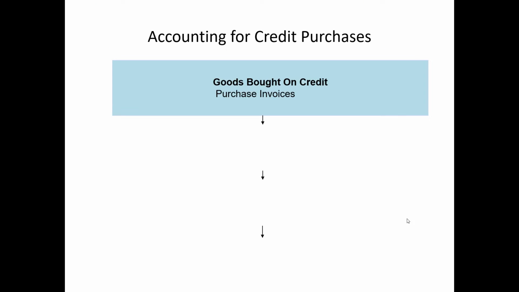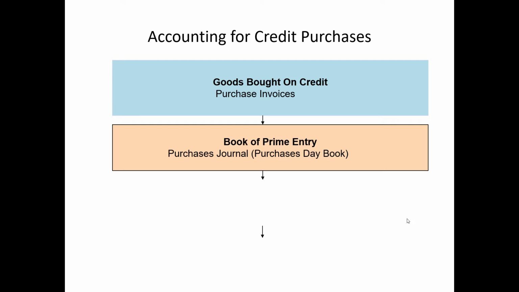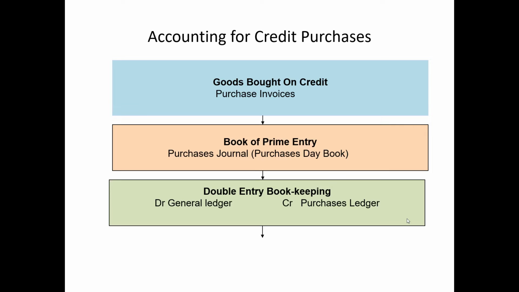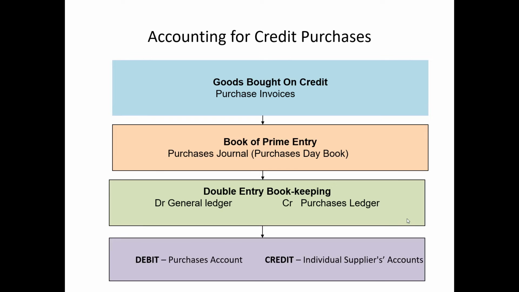So just to recap then, accounting for credit purchases, we buy goods on credit, we make purchases, we receive purchase invoices from our suppliers. Those get entered into the purchases journal, which is a book of prime entry, one of the 6 books of prime entry. The double entry bookkeeping involves the general ledger and the purchases ledger. We're going to be debiting the purchases account with the total amount of purchases, and that's going to be found within the general ledger. And we're going to be crediting each individual supplier's account, which will be found within the purchase ledger. Just notice an extra apostrophe in there, apologies for the typo.